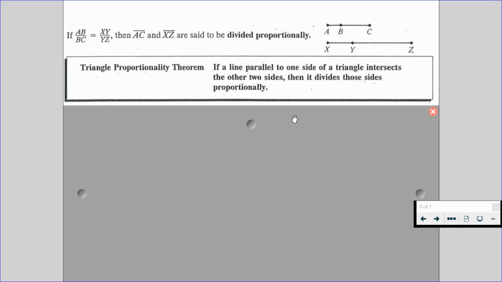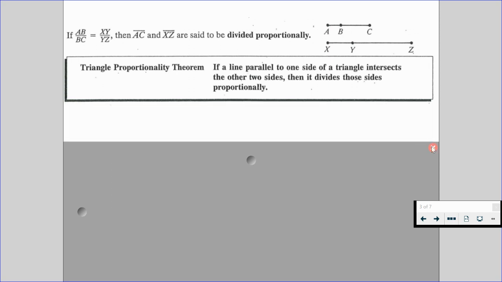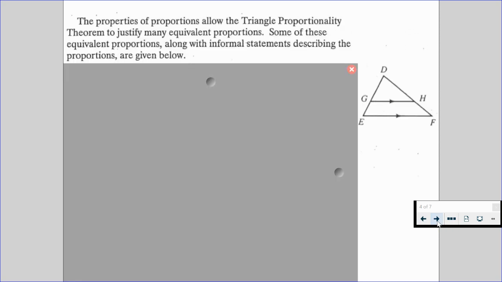If a line parallel to one side of a triangle intersects the other two sides, then it divides those sides proportionally. What that really means is that the properties of proportions allow the Triangle Proportionality Theorem to justify many different equivalent proportions. Some of these equivalent proportions, along with informal statements describing the proportions, are given below.